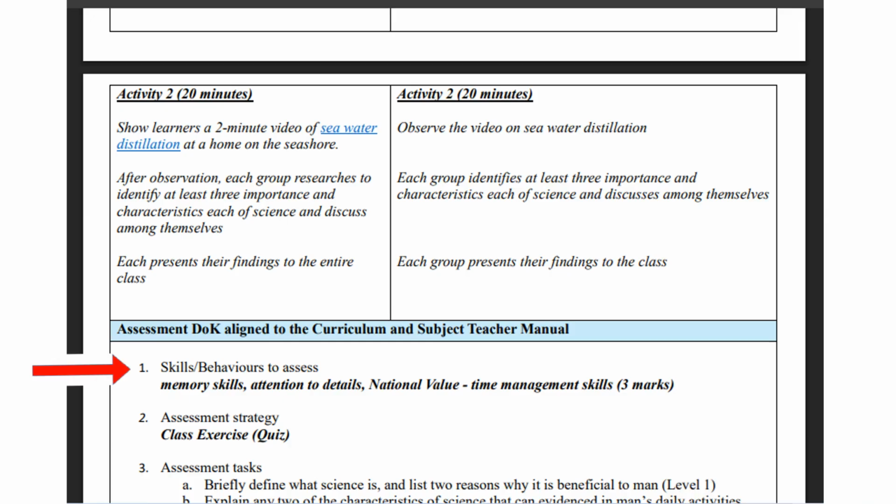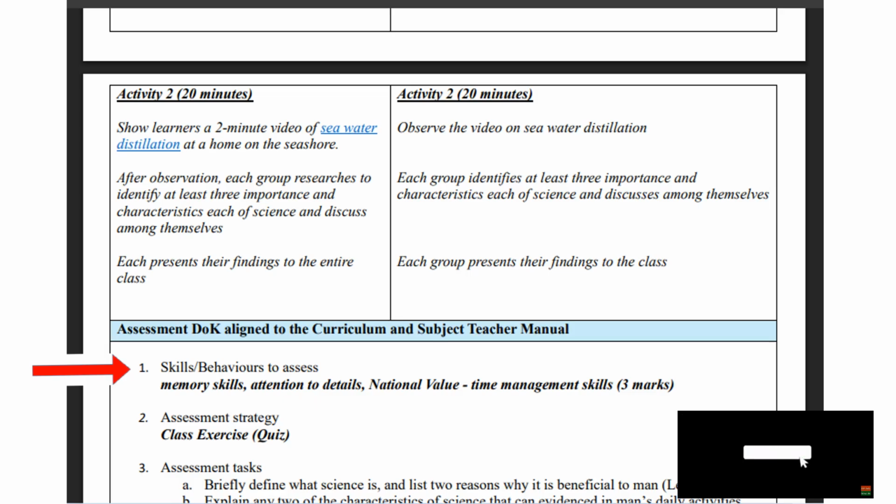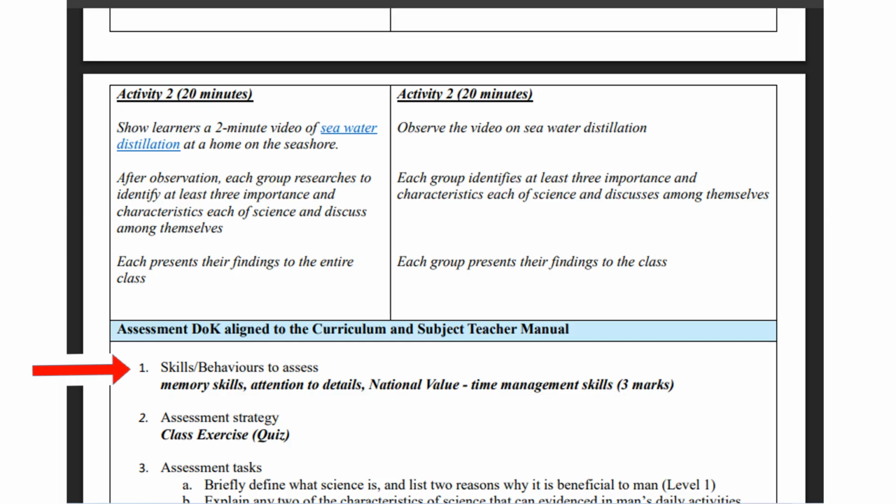In the new curriculum, assessment does not only consider academics, but things like 21st century skills, character, national values, 21st century competencies, etc. So for every assessment, the teacher has to list at least one or more of these that he will consider and give marks to. These skills can be found in the assessment handbook.